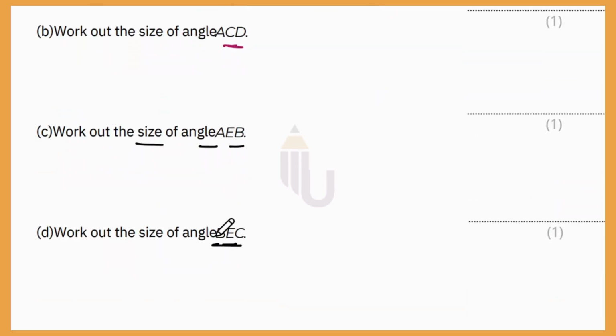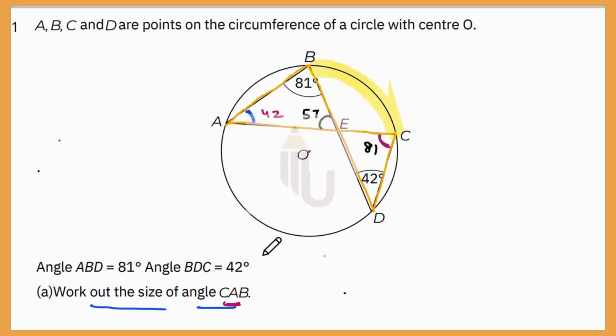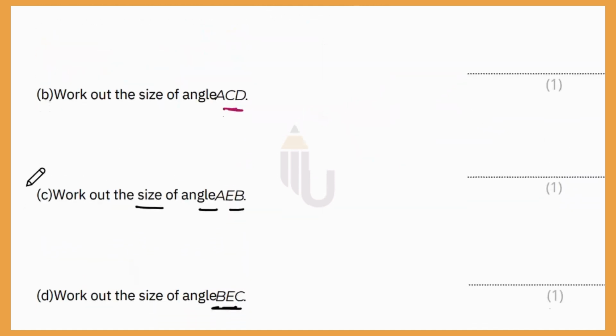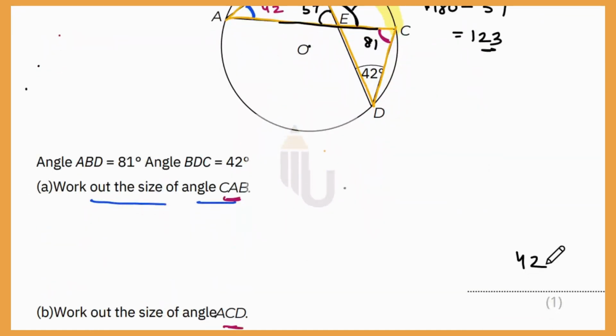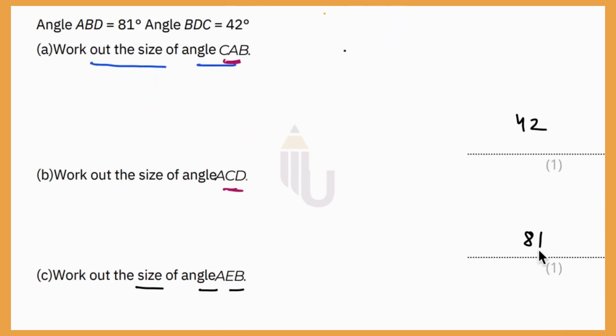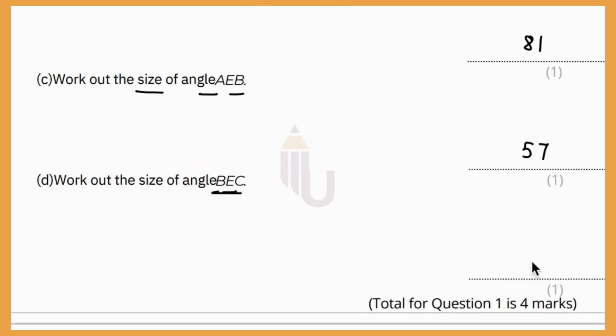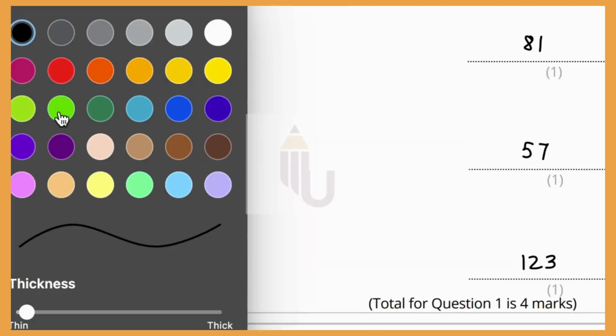Then comes the next one, size of angle BEC. BEC is this. You can use a linear pair, so this will be 180 minus 57 and that will give me 123. For all parts I have spoken the reasoning. Since they were of just 1 mark, we don't have to write the reasoning. Okay, we can just write the correct answer. You'll get full marks for writing correct answers. And the last one is 123. We can move on now.